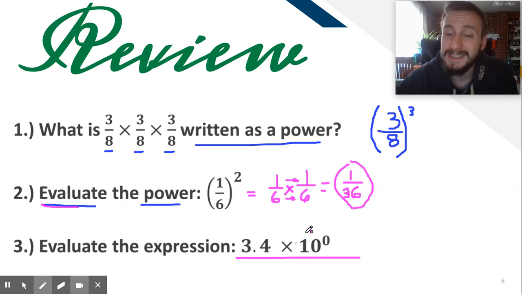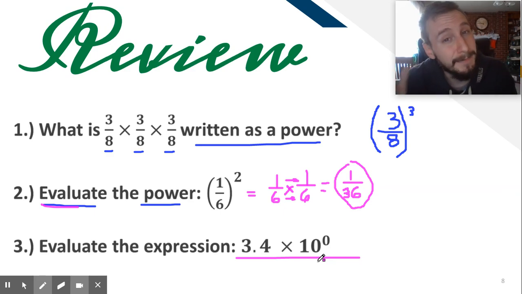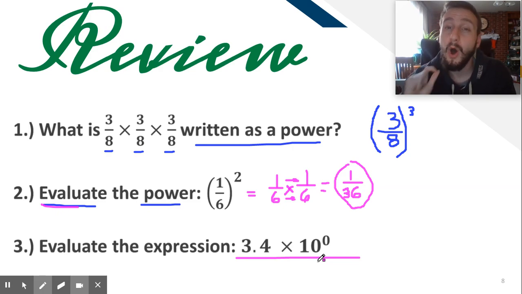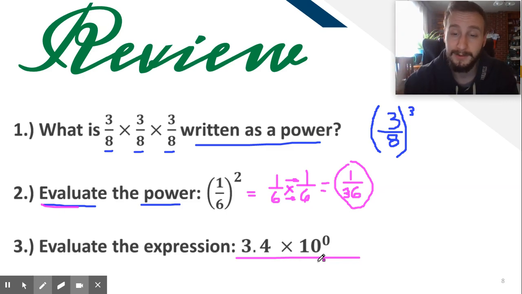So let's solve this 10 to the power of 0 first. Remember back to the second example we talked about. Anything to the power of 0 is 1. Always. That's the power of 0 rule. Anything to the power of 0 is 1. So 10 to the power of 0 is just 1.